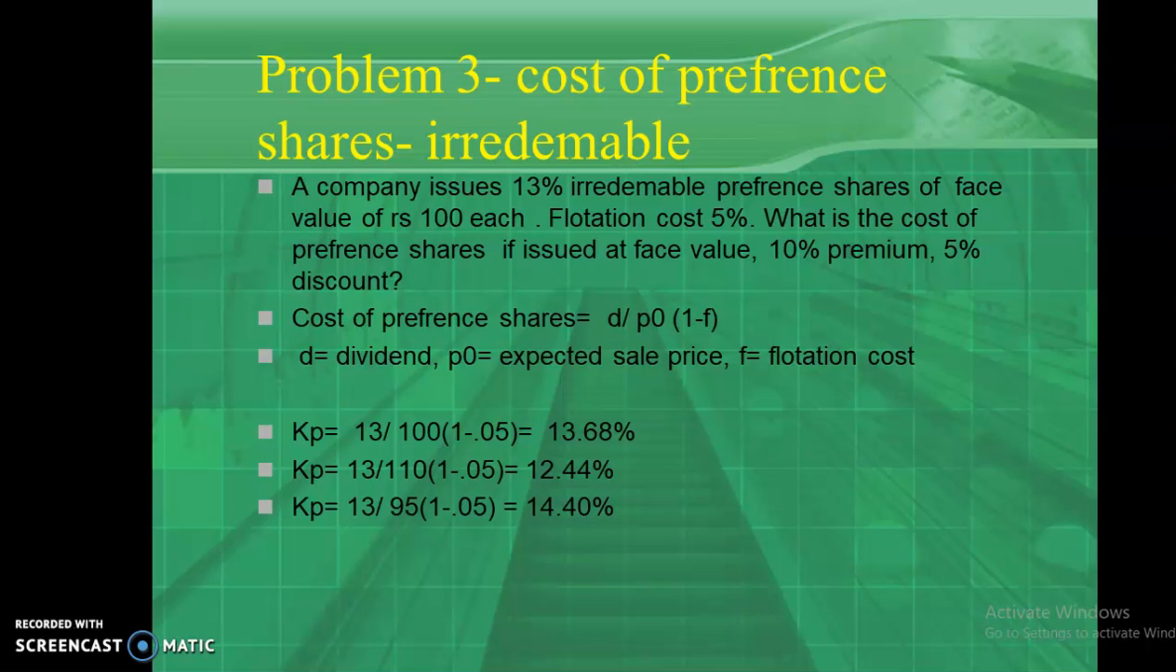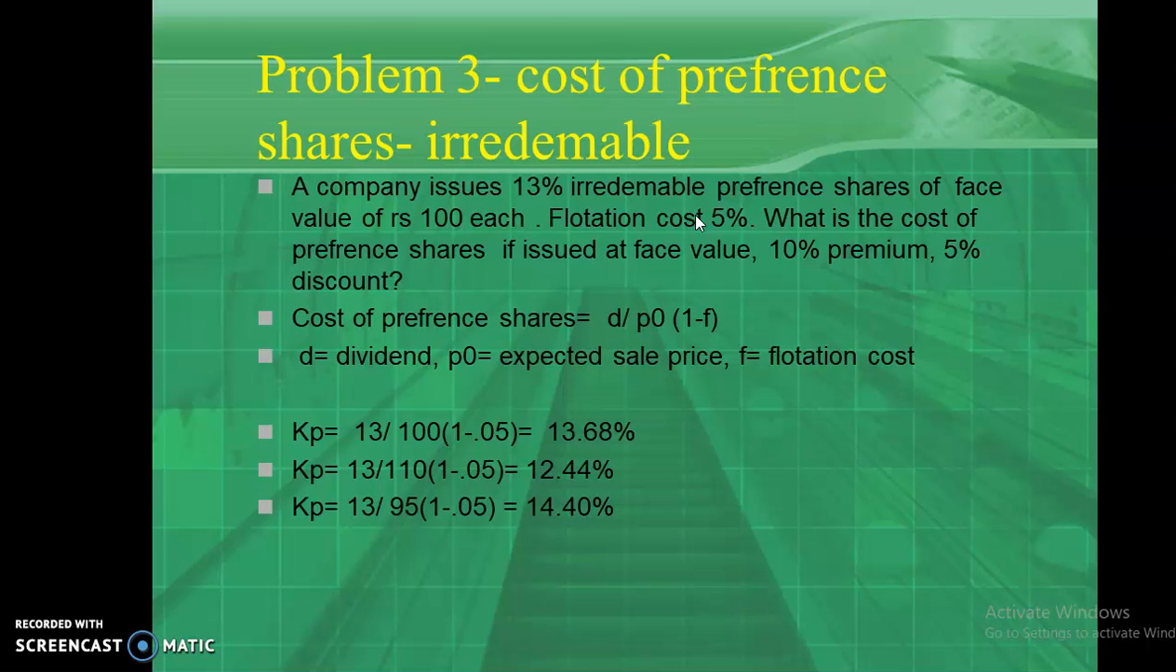Let's look into the simple formula. Cost of preference shares equals D divided by P0 into 1 minus F. What is D? D is known as preference dividend. What is P0? P0 is known as expected sale price or issue price. What is F? F is known as flotation cost, the cost incurred for marketing the preference shares. So these are the three things given here.